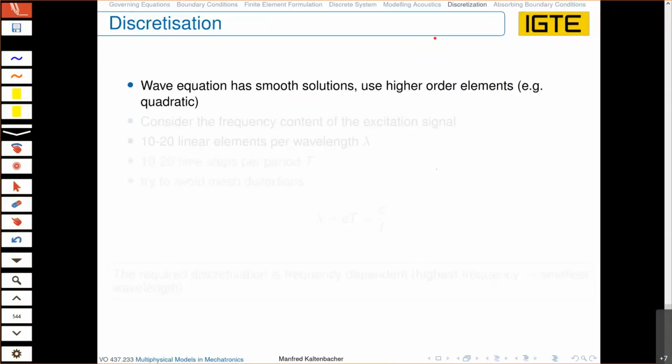Okay, so as you perhaps know, a very important property of our wave equation is that the solution is very smooth. And that is a very important property to know, especially when you want to improve the accuracy of your solution. And that will be, especially in the summer semester, a course which will be based on this course here, where we will also discuss so-called finite elements of higher order.